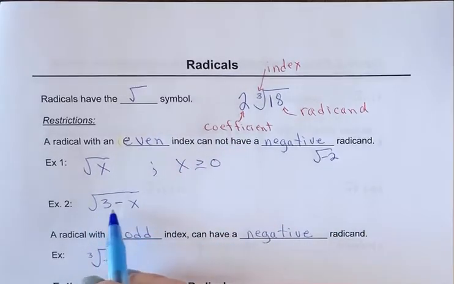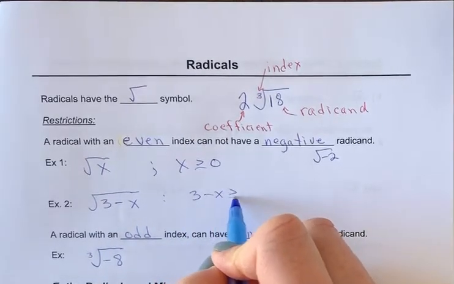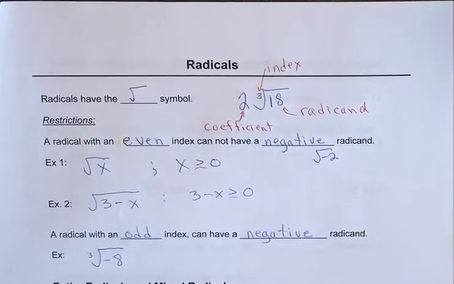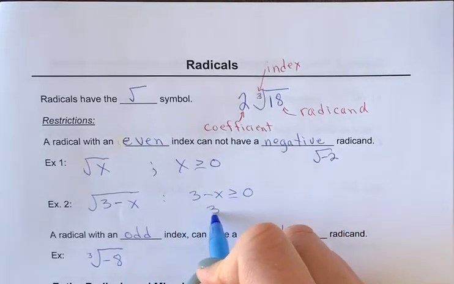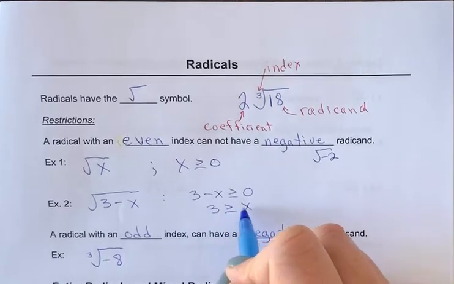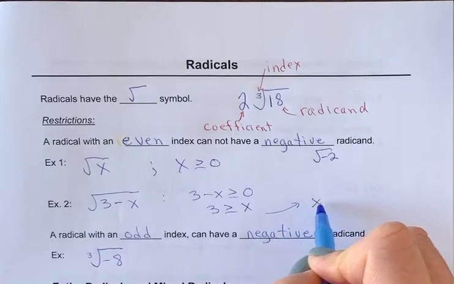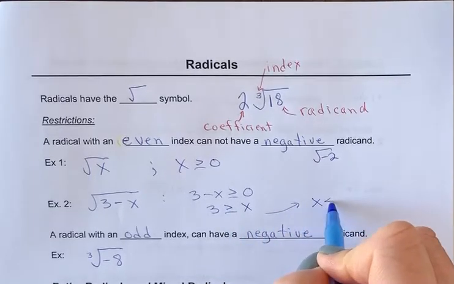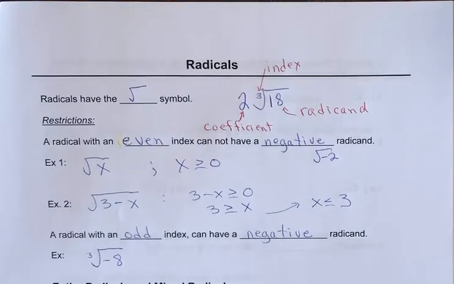If we look at example 2, we would set the radicand greater than or equal to 0 and isolate x. So if we move the x to the other side so that we can keep it positive x, it would look like this. Of course, that looks backwards, so we're going to rewrite this over here so that we can see the inequality sign still pointing to the x value, and x would be less than or equal to 3.